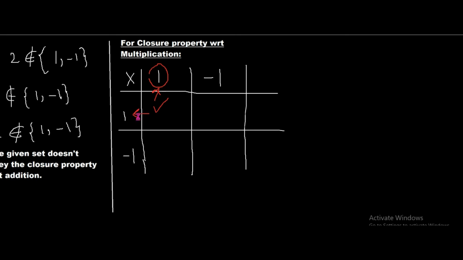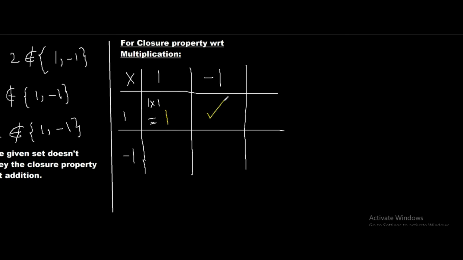1 cross 1 means 1 multiplied by 1. So you have 1 multiplied by 1. Do you know what is the result of 1 cross 1? Yes, 1 cross 1 is equal to 1.